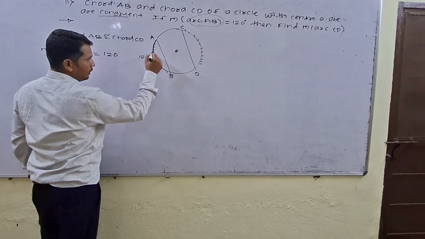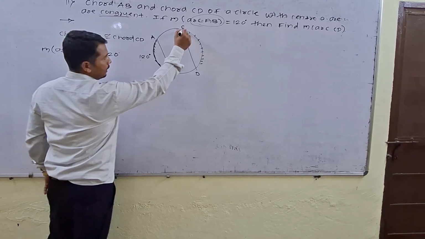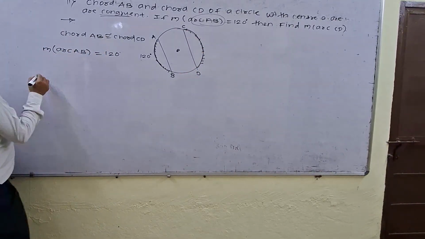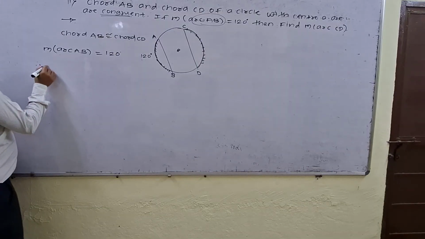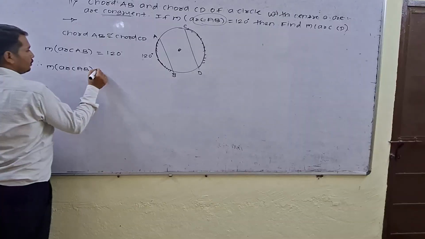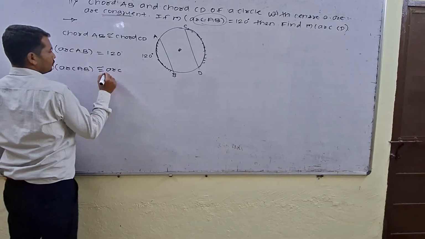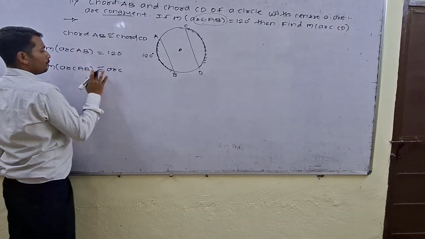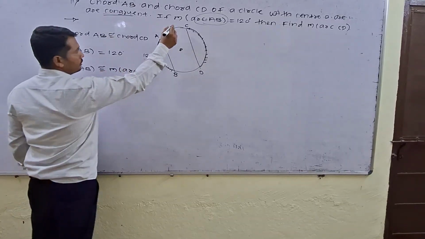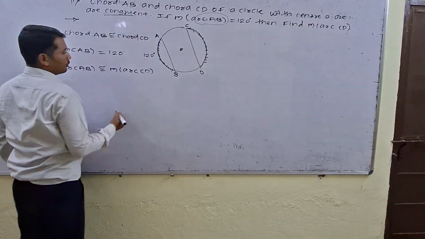So what is arc AB? Arc AB is 120. It means that arc CD is also 120. If chords are congruent, therefore the measure of arcs is congruent. Therefore measure of arc AB is equal to measure of arc CD.